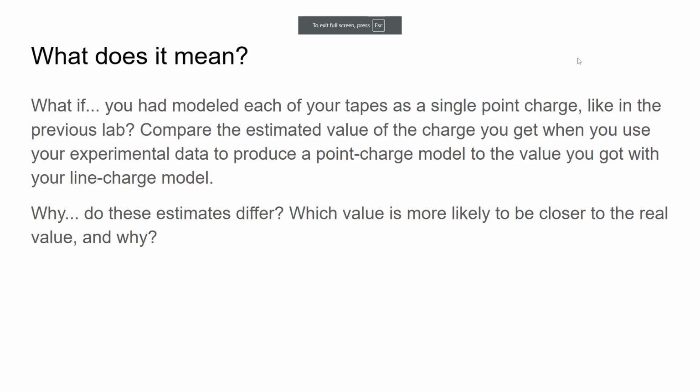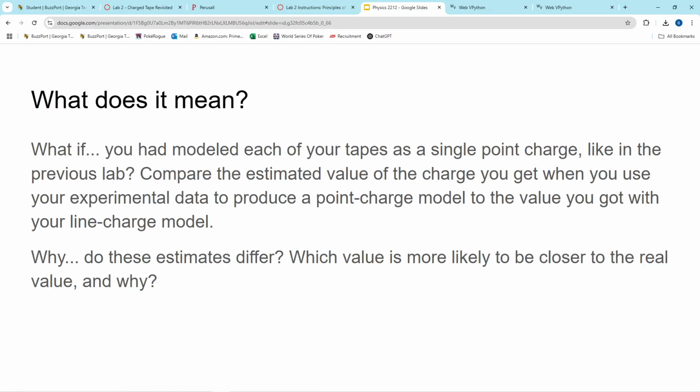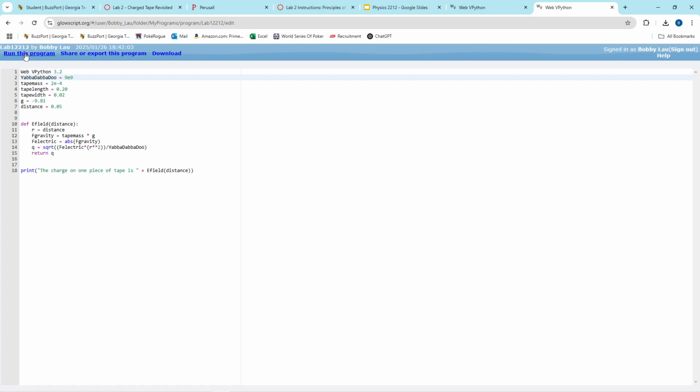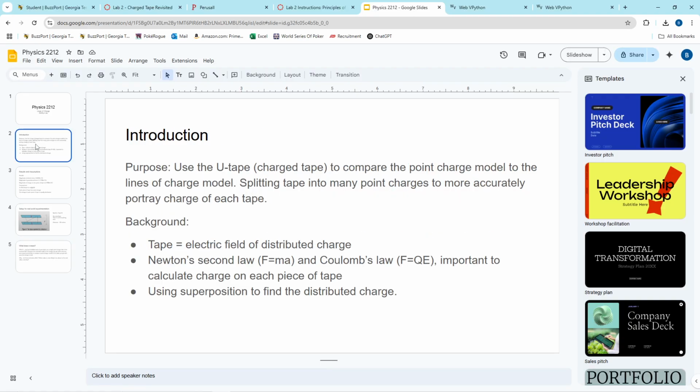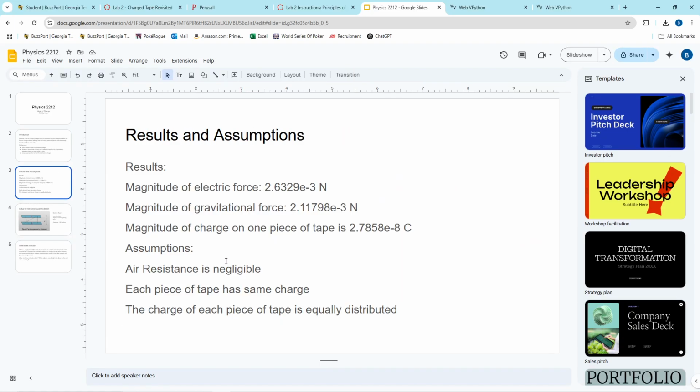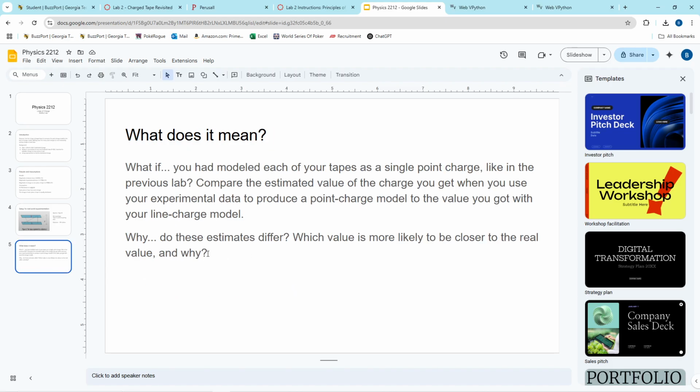Anyway, so what does it mean in the grand scheme of it? What if I had modeled each of my tapes as a single point charge, like in the previous lab? Compare the estimated value of the charge you get when you use your experimental data to produce a point charge model to the value you got in your line charge model. The original one I got in lab 1 was 2.3 e to the 8. And in this one, I got 2.7 e to the 8. And the second question is, why do these estimates differ? And which value is more likely to be closer to the real value, and why?